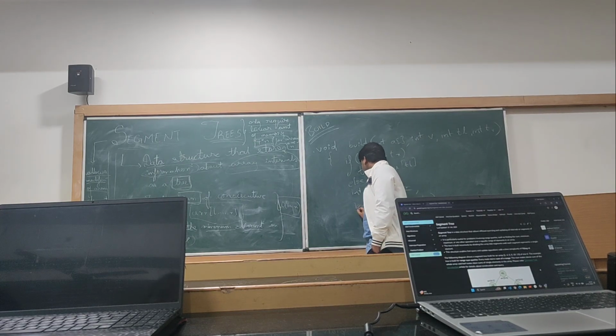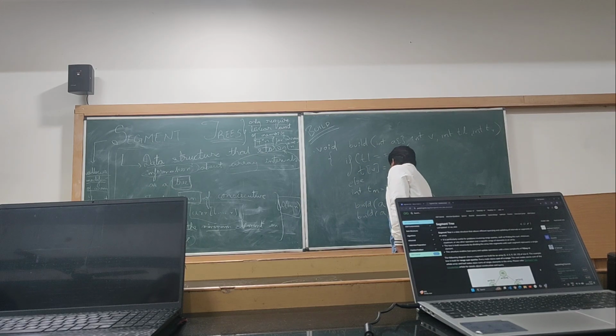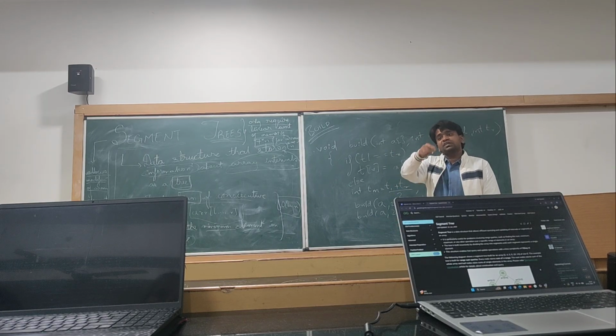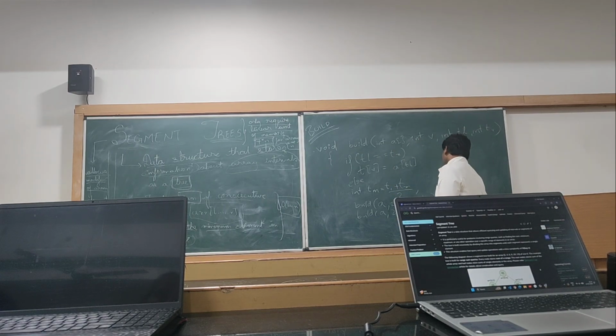फिर अभी राइट साइड पे भी also you have to call this. Same array A, 2 into V plus 1, right? And start कहाँ से हो रहा है? TM plus 1 से TR.